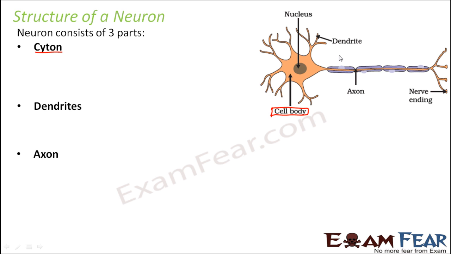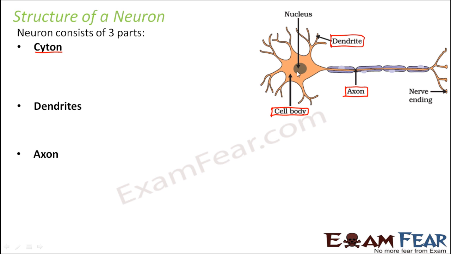What are dendrites? Dendrites are the hair-like structures or projections from the cell body. So if you see, they are nothing but extensions of the cell body. And what is the axon? Axon is this long length of the neuron. This is also an extension of the orange colored structure. If you see this thin tube, this long extension is the axon. So basically, dendrites and axons are extensions of the cyton.